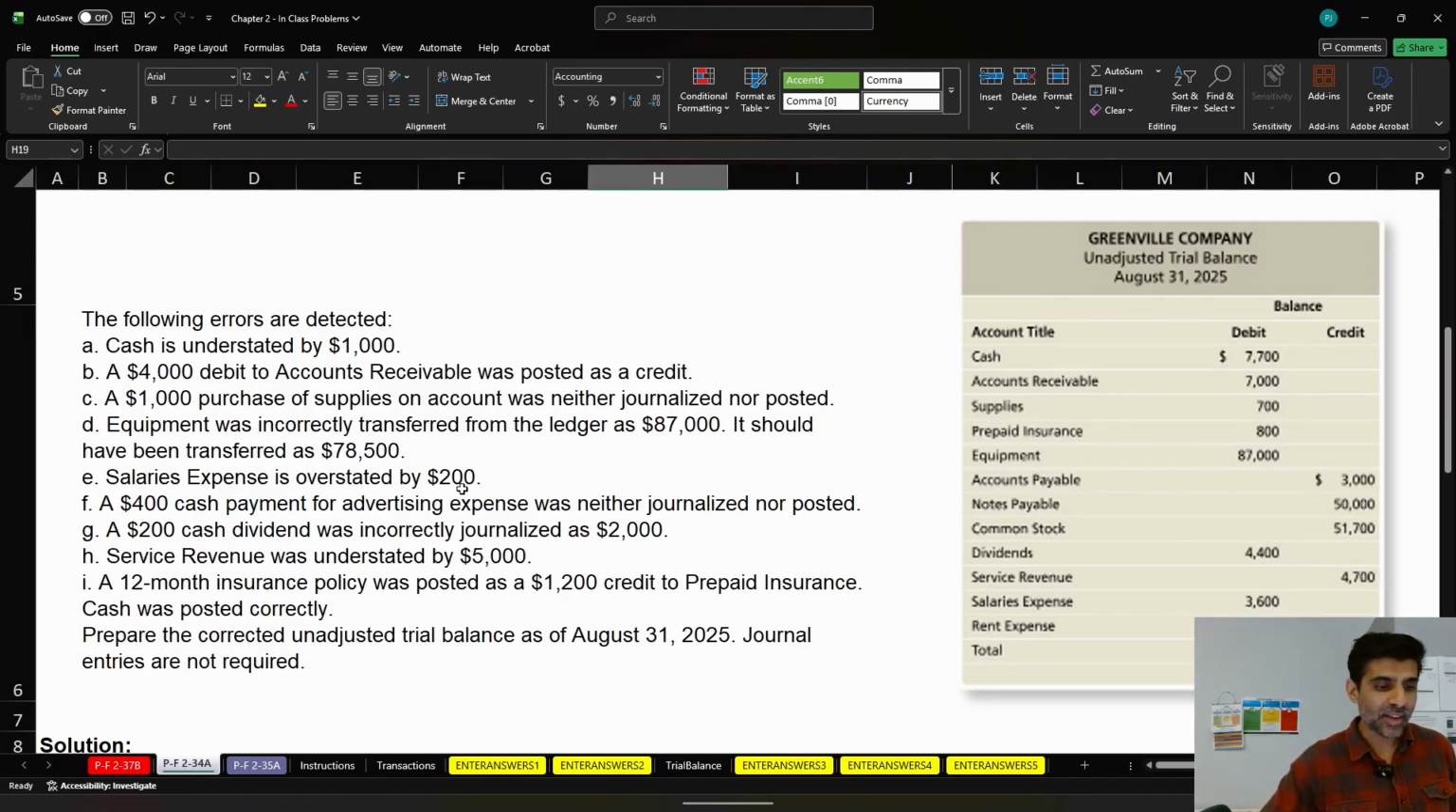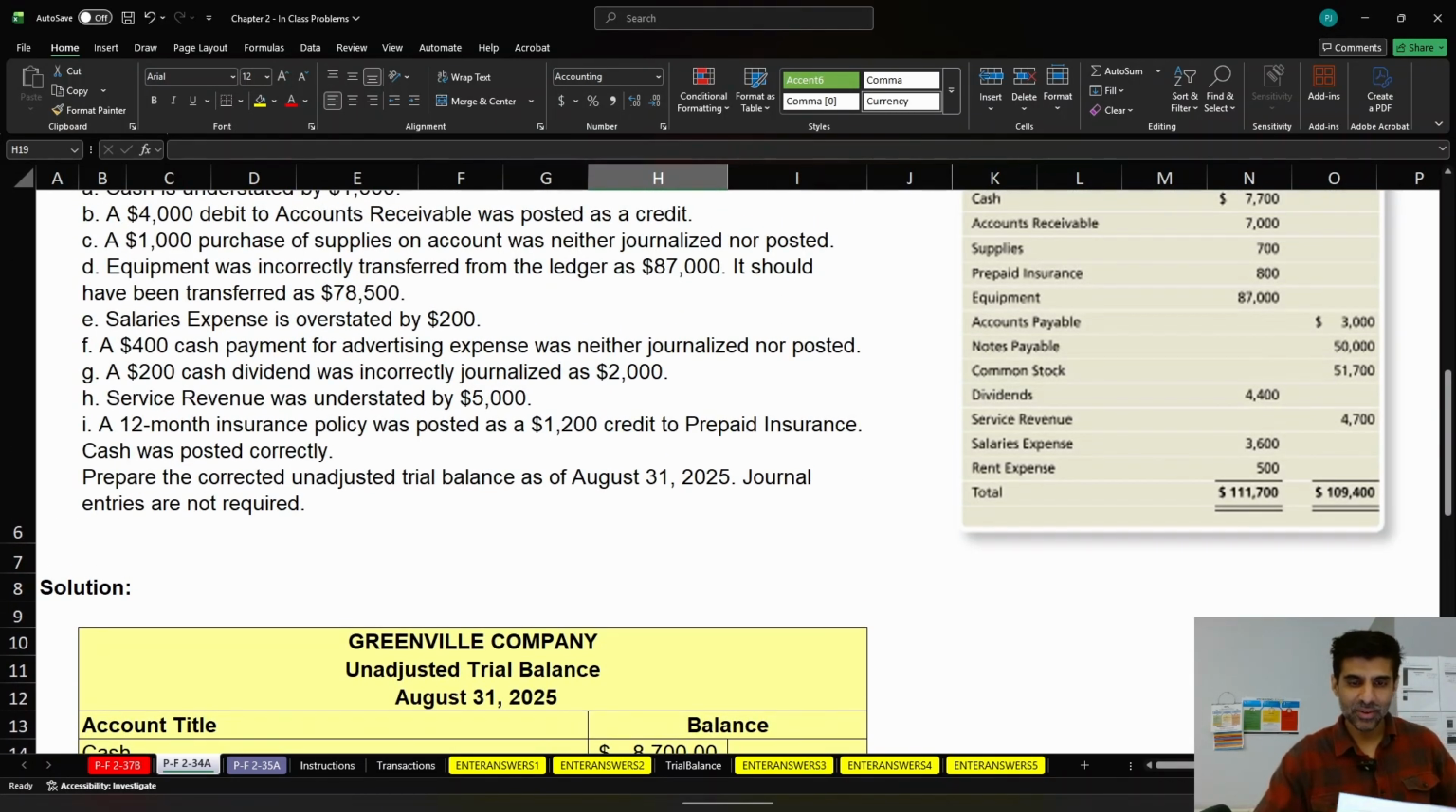Salaries expense is overstated by $200. If I look here, salaries expense is 3,600. Whatever happened, you screwed up copying it down. You made it $200 more. So how do we fix that? It's quite simple. You just reduce it to 3,400.